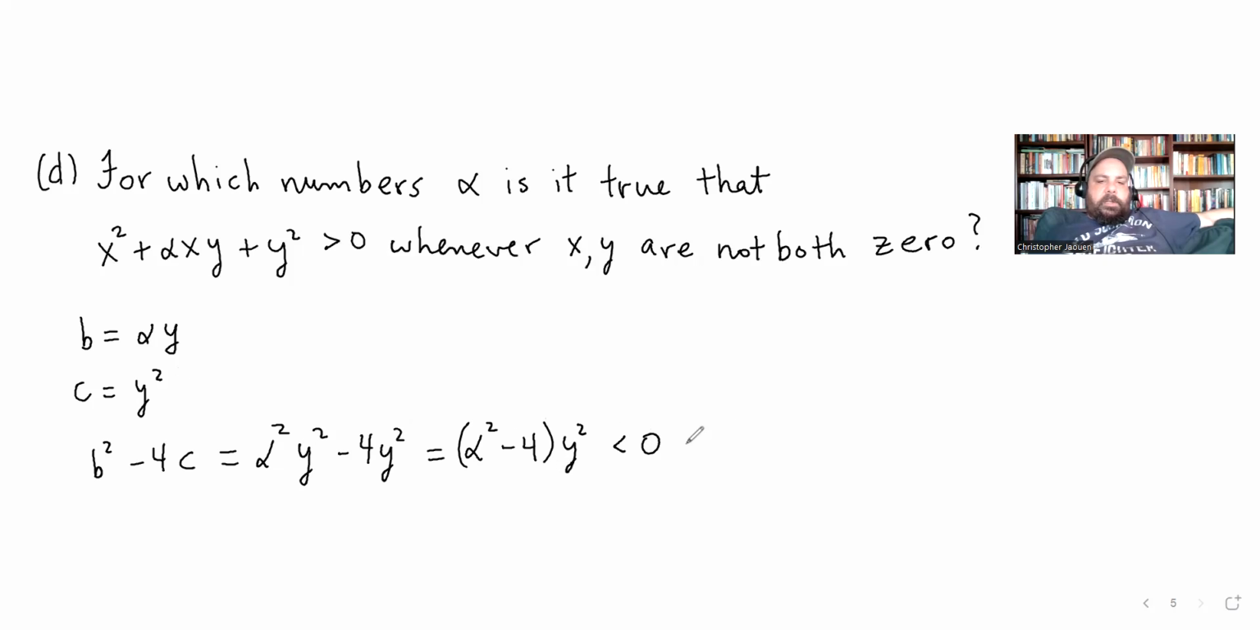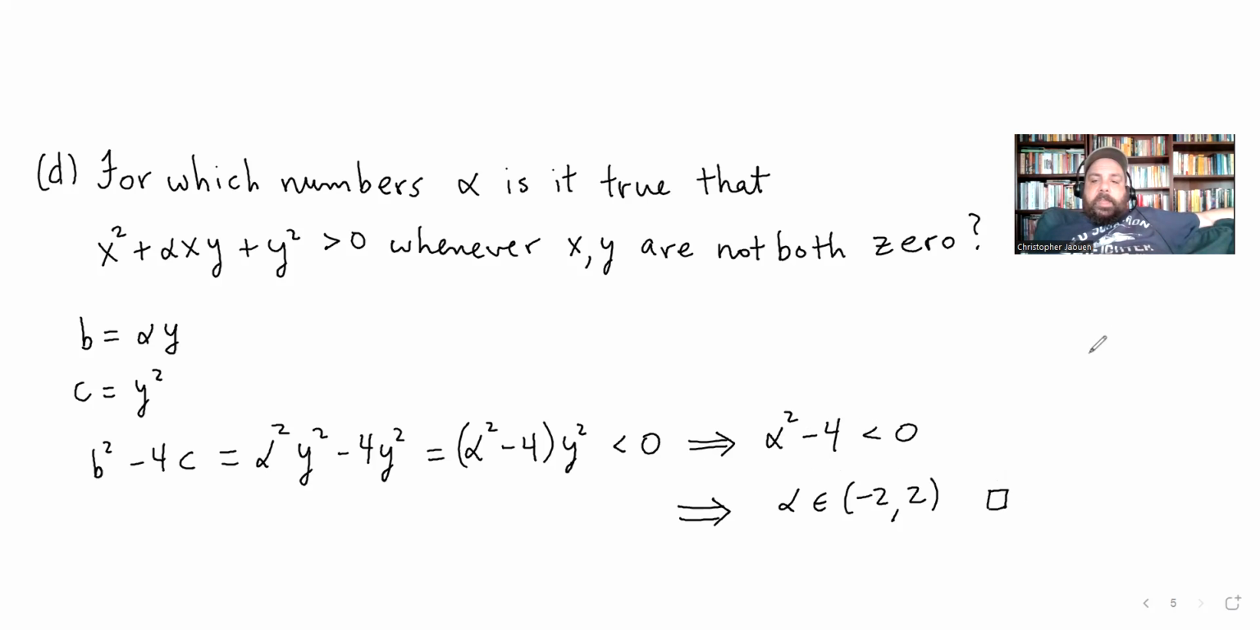And if y squared is not 0, that means that alpha squared minus 4 has to be less than 0, right? Which means that alpha has to be in the interval from -2 to 2. All right, so that's the solution for part D.